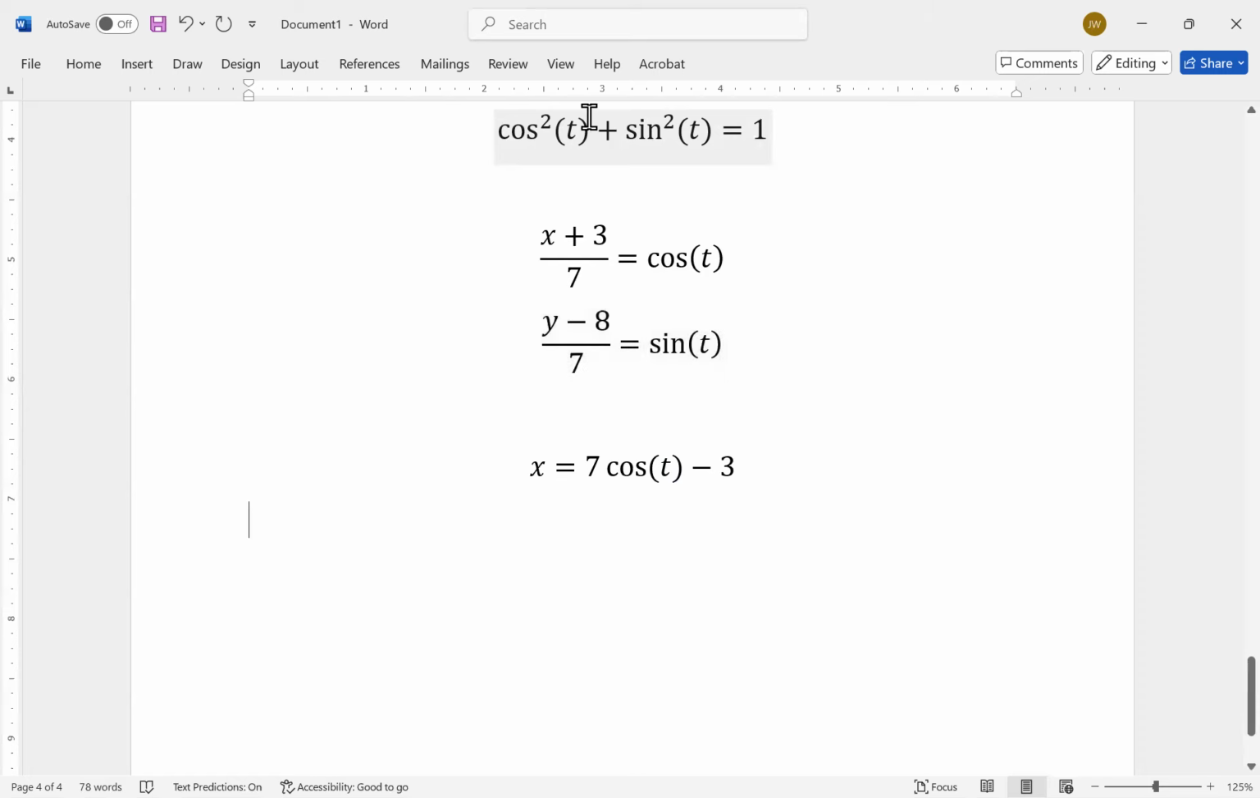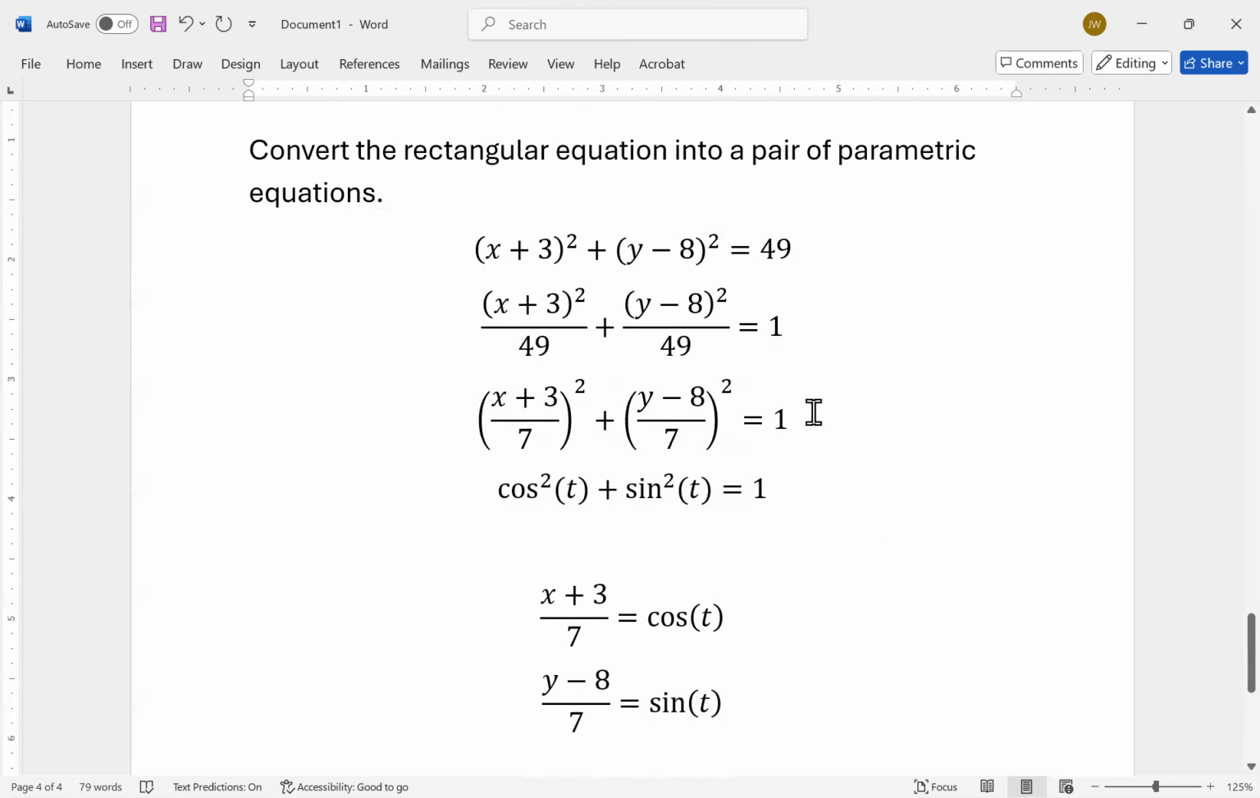The second equation gives me y minus 8 is equal to 7 times the sine of t. If I add 8 to both sides, that solves it for y. And this is my set of parametric equations that will generate out this circle.